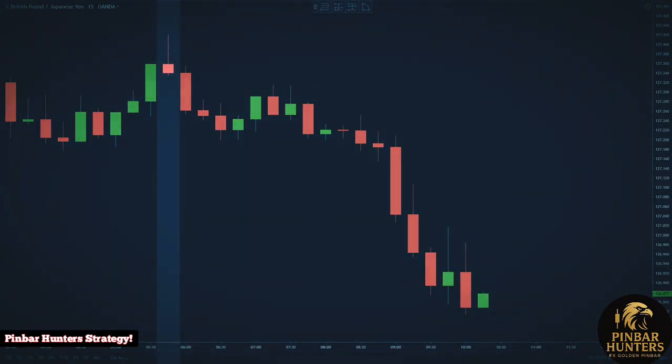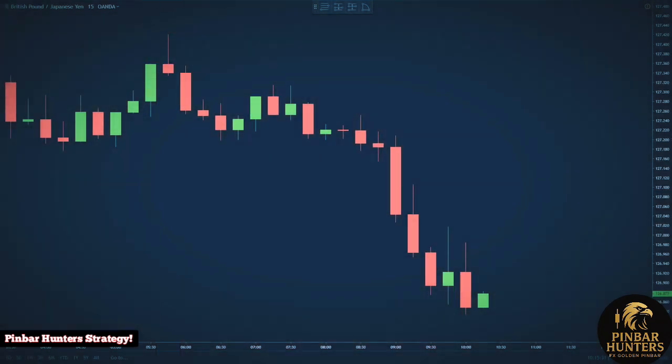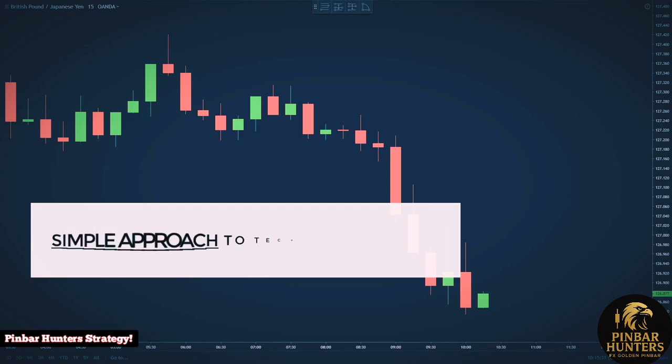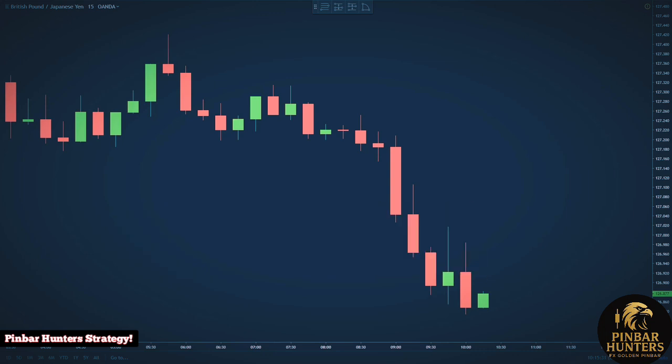The pin bar is without a doubt one of the most powerful and reliable price action trading signals that can be traded across many different markets and time frames. The beauty of using a pin bar is that they form often and they appear on all time frames, showing a simple approach to technical analysis. The main advantage of using a pin bar trading strategy is its simplicity.